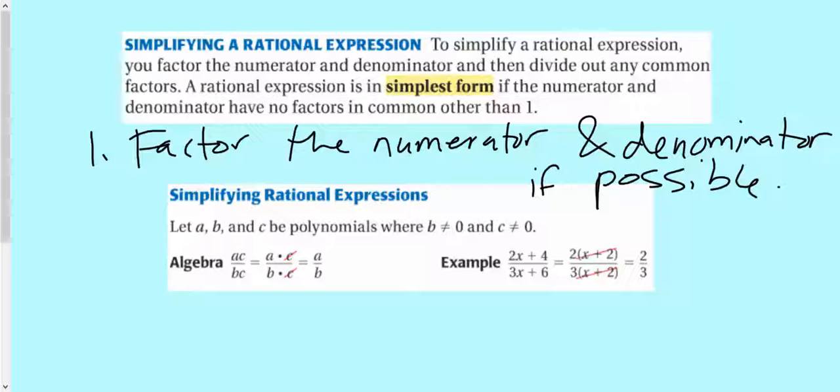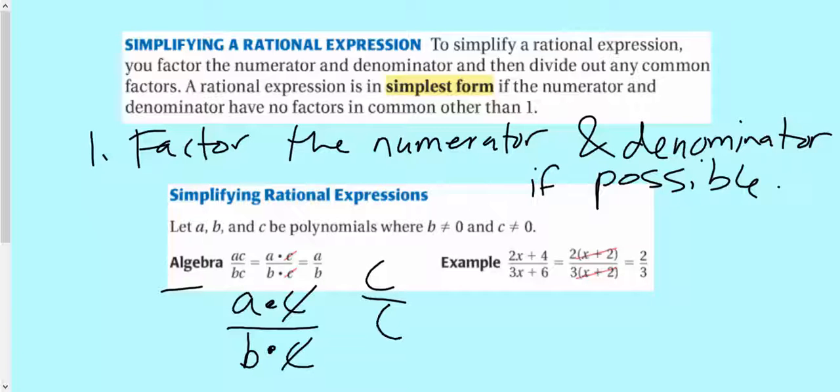So here, this AC divided by BC. What we can do is we can reduce. This isn't really factoring it, but it's putting it in terms of the factors. As long as you're multiplying, you can reduce this. And the reason why we can reduce that is C divided by C is equal to 1. So what this is really saying is A over B times 1, which is just A over B. So by reducing, we're just basically coming up with values that equal 1.